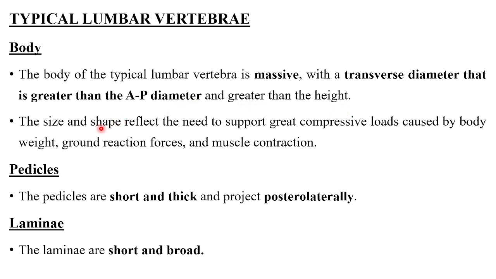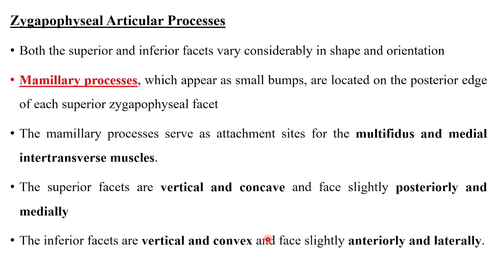The size and shape reflect the need to support greater compressive loads caused by body weight, ground reaction forces, and muscle contraction. The pedicles are short and thick and they are projecting posterolaterally. So the pedicles in the lumbar vertebrae are short and thick as well as facing posterolaterally. And the laminae are short and broad in the lumbar vertebrae.